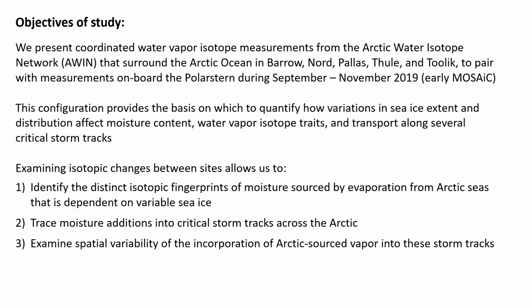For this project, we focus on the early period of MOSAiC, September through November 2019, and examine the water vapor isotopic measurements from 5 land-based stations and onboard the Polarstern. With the network, we can measure the isotopic changes as moisture moves along a given storm track from one site to the next, and this allows us to identify the isotopic fingerprints of Arctic evaporation, trace moisture additions into key Arctic storm tracks, and examine the spatial variability of these moisture injections, all in response to sea ice.